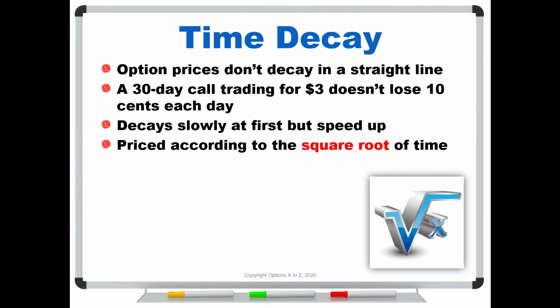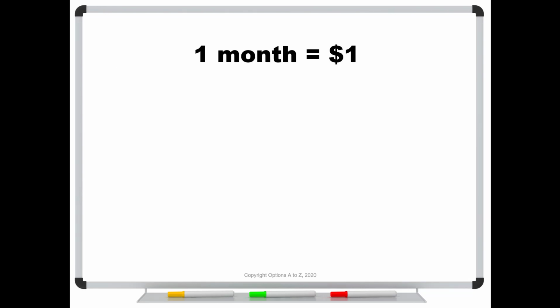I know, nobody wants to talk about square roots, but if you want to understand just how much faster short-term options decay, we've got to talk about it. So here's the way that the square root pricing rule works. Let's say that a 1-month option is trading for $1, and most traders would think that the 4-month option should be trading for $4, because you've got 4 times the amount of time and therefore 4 times the price. And that is not how they work.